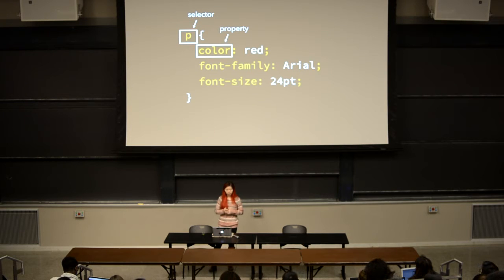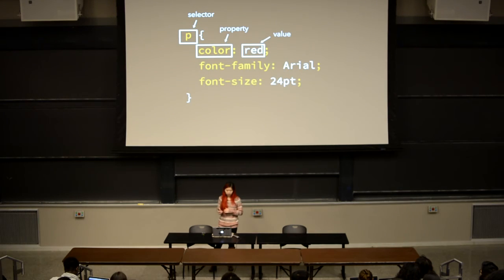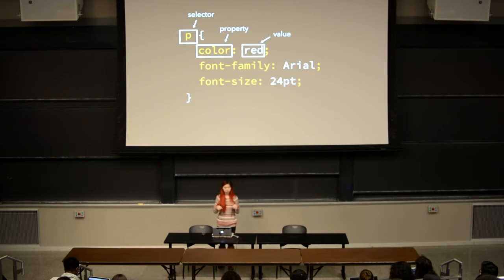And the styling is always in this format: property, value, semicolon. What this says is that all p tags in my HTML document are going to have the color red, the font Arial, and font size 24 points.